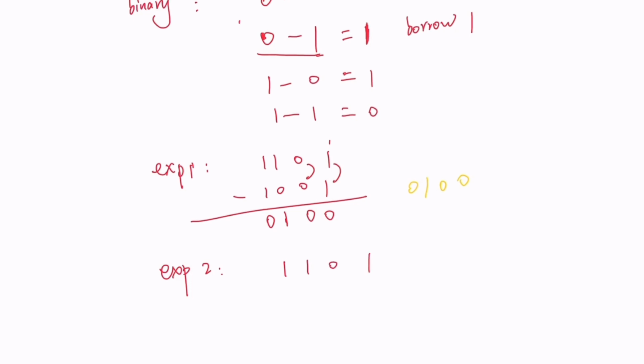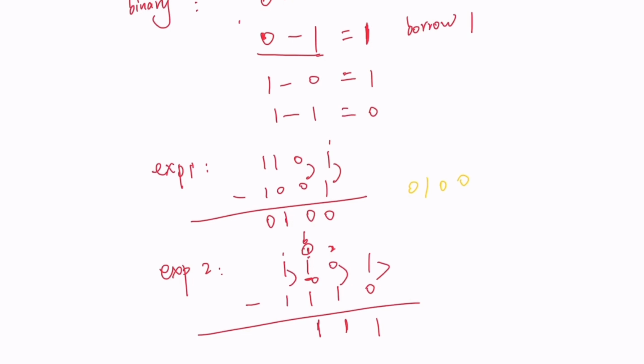Example 2: 1, 1, 0, 1 minus 1, 1, 1, 0. That will give us 1 minus 0 is 1. 0 minus 1. Here 0 is less than 1, so we need to get a borrow from the previous one. That will give us 2. 2 minus 1 is 1. So we have 1, and we already have one borrow. So 1 minus 1 is 0. So here it's 0 now. 0 minus 1, we need another borrow. That will give us 2. 2 minus 1 is 1.